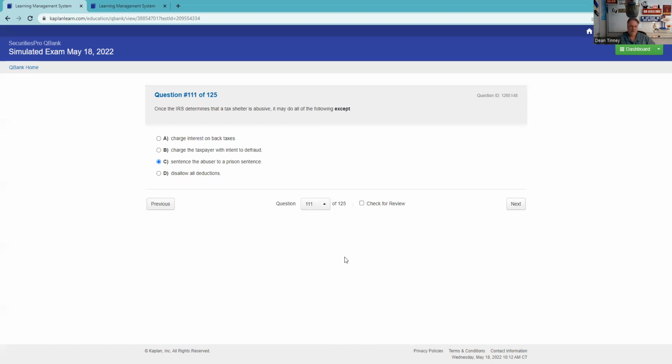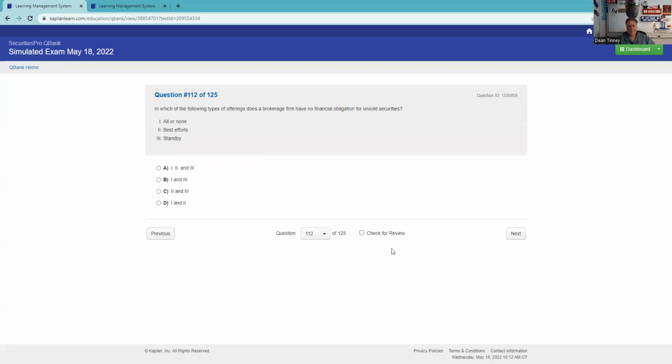I should definitely know A. I know A is true. I know B is true. I know C is true. Which of the types of offerings does a broker dealer have no financial obligation for unsold securities? You should definitely know that best efforts is true. So I need something with a 2 in it. You should know that standby underwritings are a type of firm commitment underwriting used in rights offerings. And so I should eliminate anything with a 3 in it.